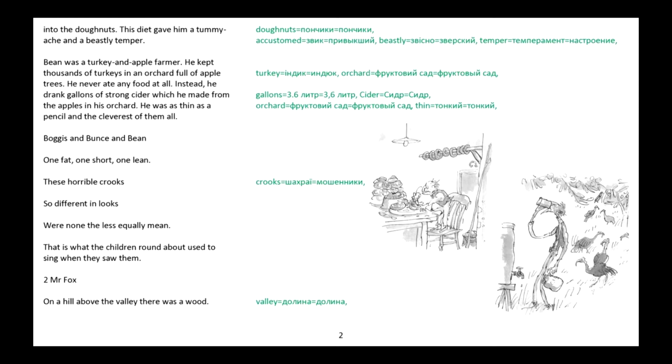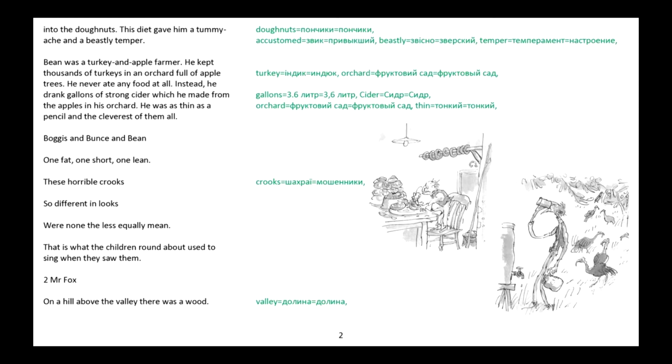Bean was a turkey and apple farmer. He kept thousands of turkeys in an orchard full of apple trees. He never ate any food at all. Instead, he drank gallons of strong cider, which he made from the apples in his orchard. He was as thin as a pencil and the cleverest of them all. Bogus and Bunce and Bean, one fat, one short, one lean. These horrible crooks, so different in looks, were none the less equally mean. This is what the children round used to sing when they saw them.